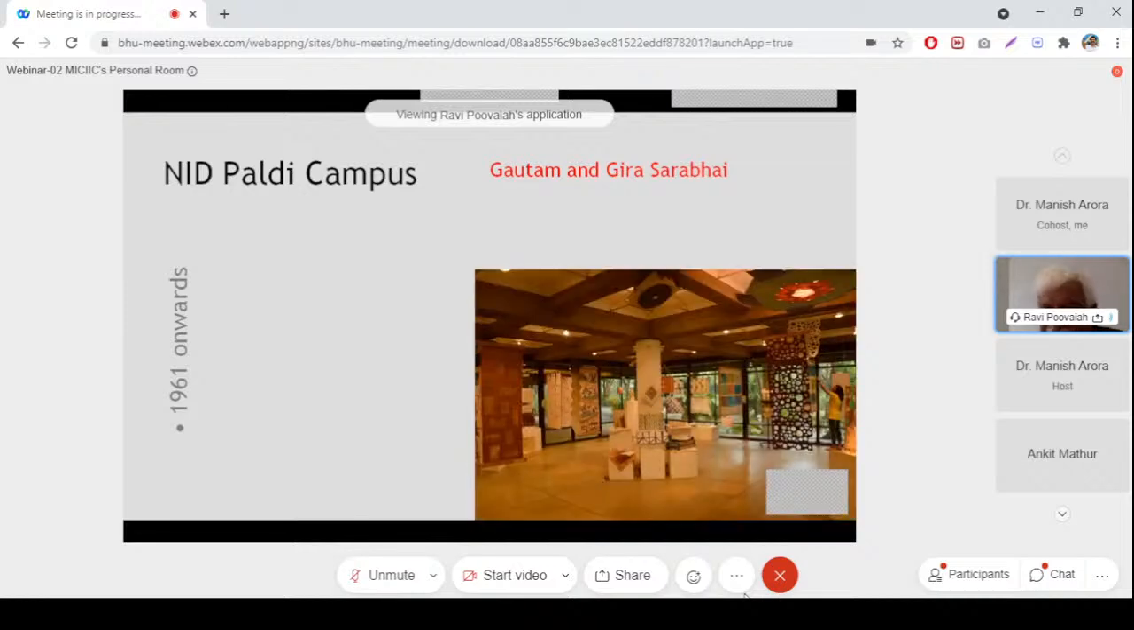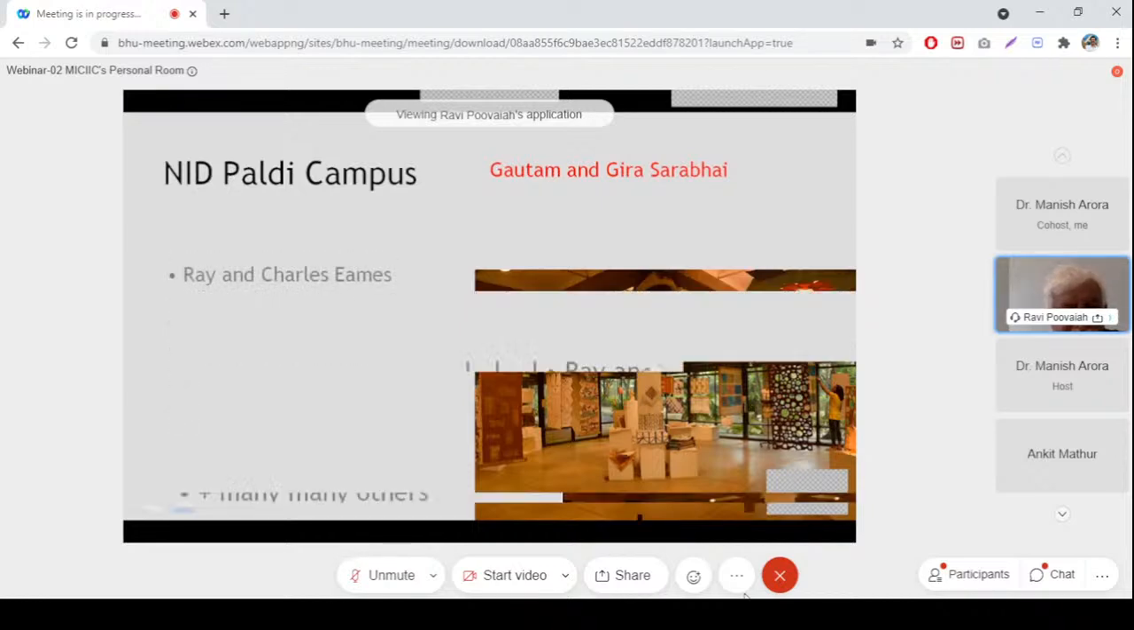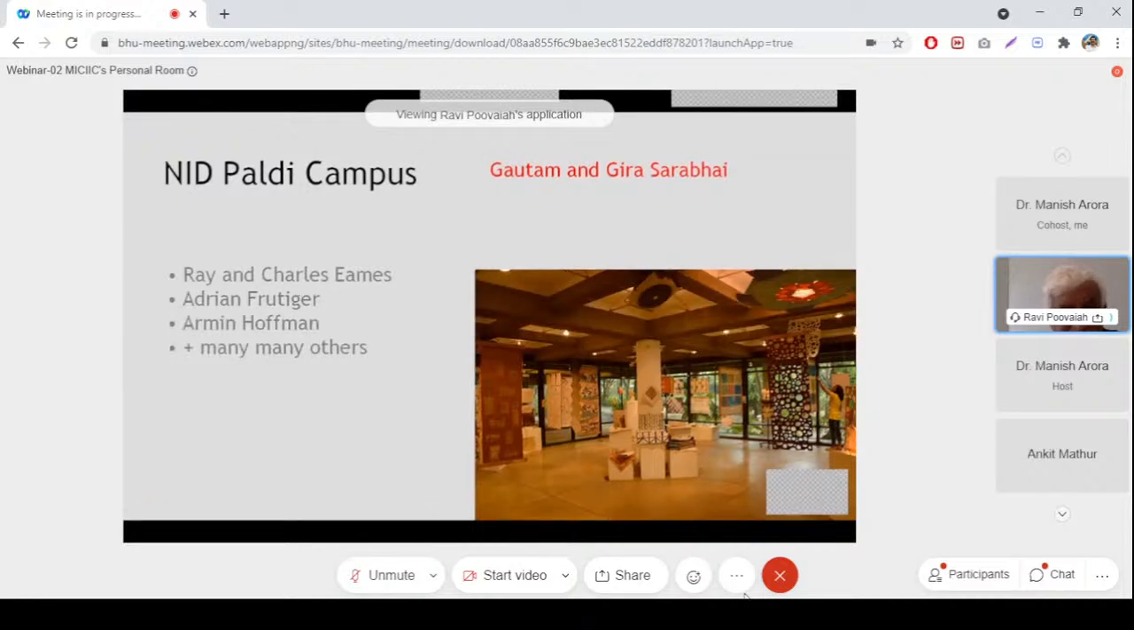Yeah, you can see that same space has been converted into an exhibition space. Okay, and of course, NID has had many world-renowned people coming to NID, being with them for a certain time. Okay, and then kind of influencing their decision-making process and learning from each other. Okay, so this is how NID got started.